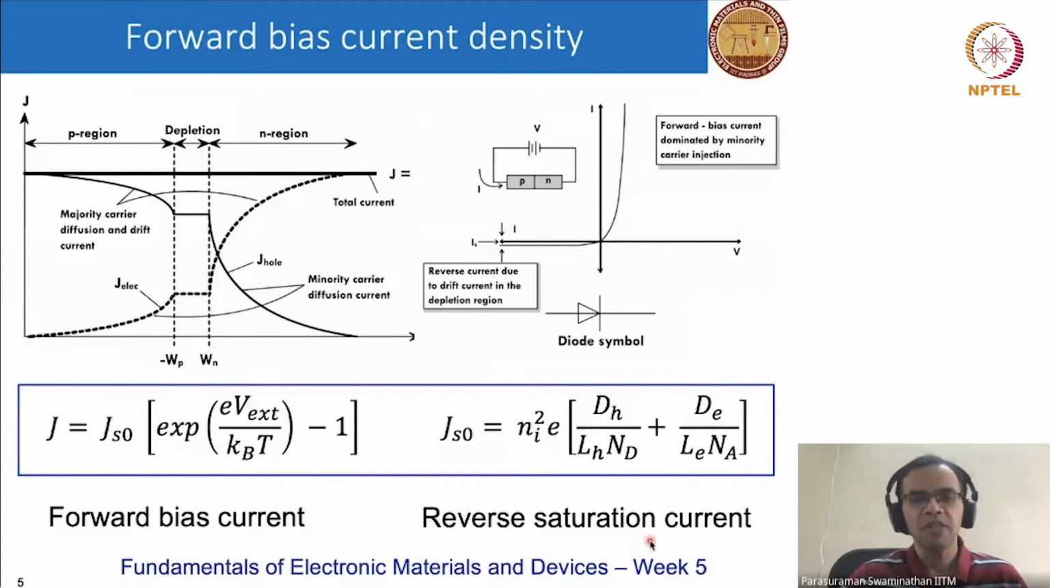Js0 is called the reverse saturation current, and it depends upon the dopant concentration, the diffusion length, and also the diffusion coefficients. So for a given p-n junction, at some temperature, Js0 is a constant.